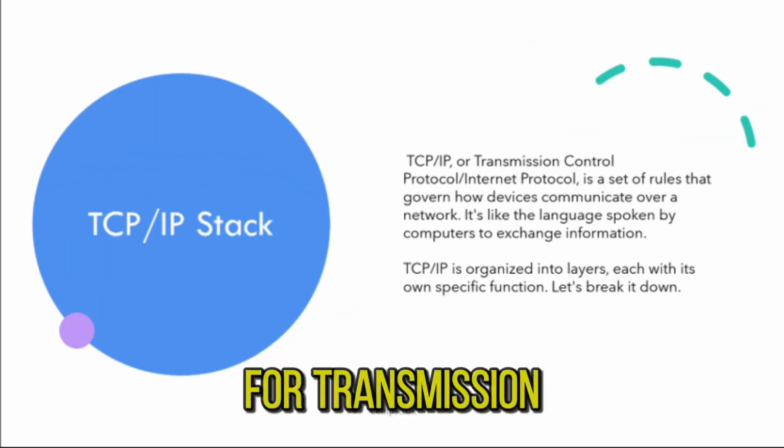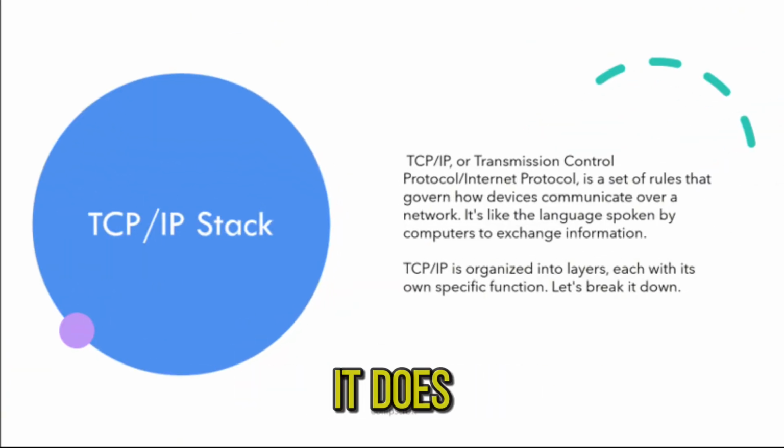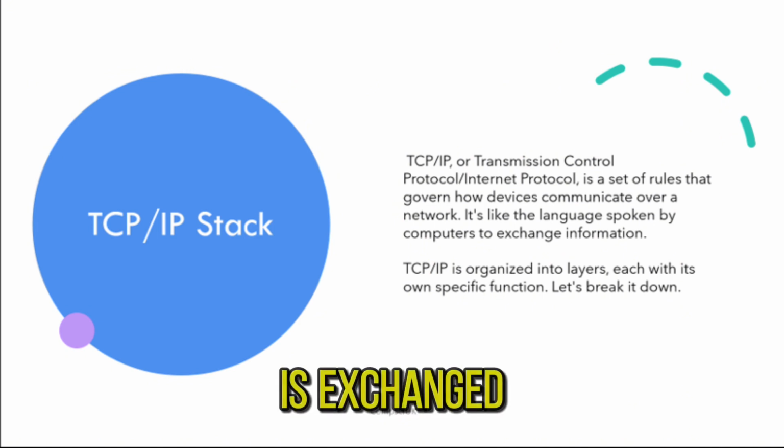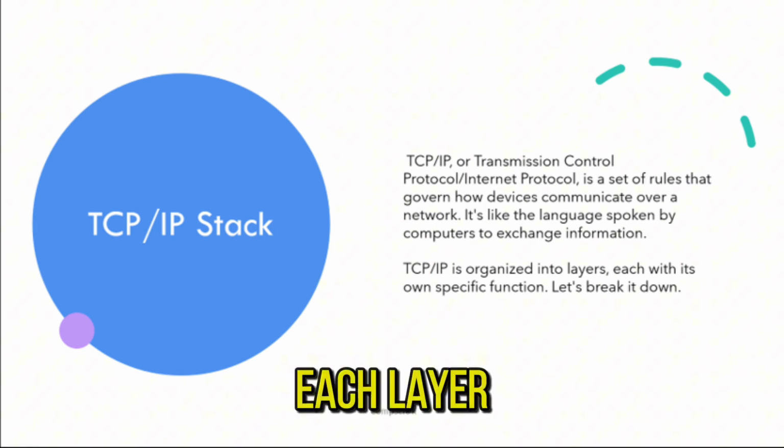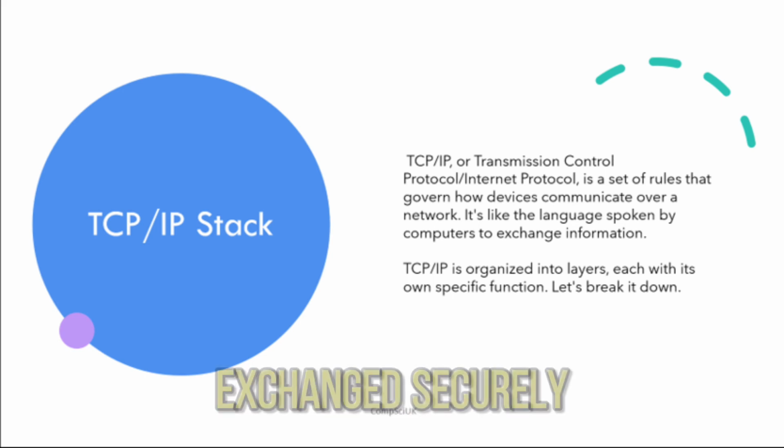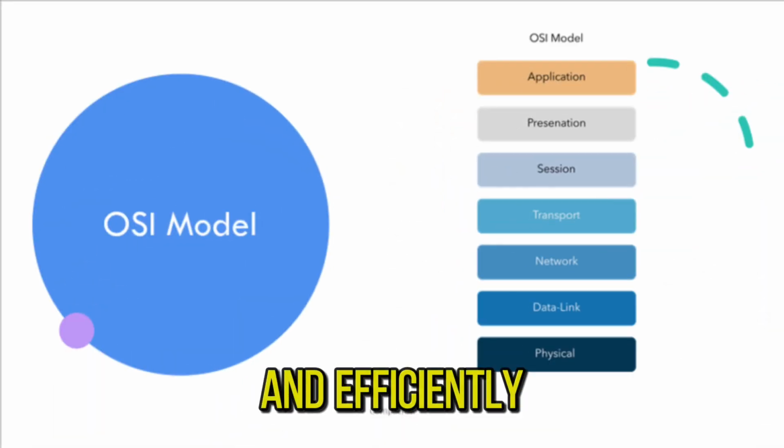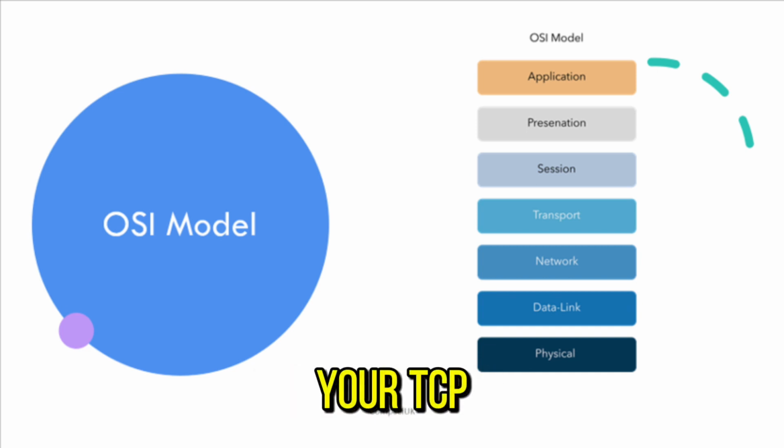TCP stands for Transmission Control Protocol, and what it does is specify how data is exchanged over the internet. Each layer has its own function and they are reliant on each other to make sure that data is exchanged securely and efficiently. At some point during your TCP model research, you will come across the OSI model.